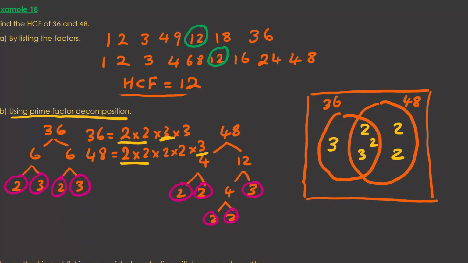And for the highest common factor, we then look at what's in the middle. And that is 2 times 2 times 3, so this is the HCF. And that is 4 times 3, which is 12. So we get the same result.